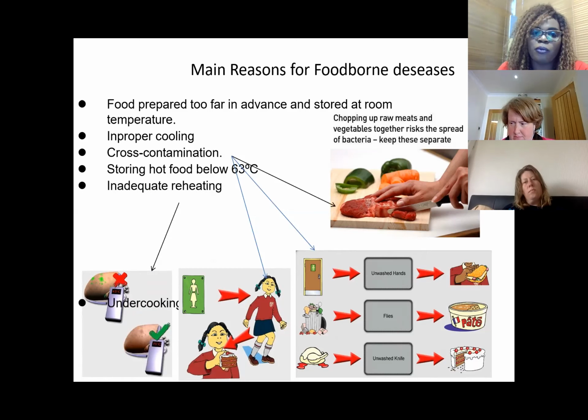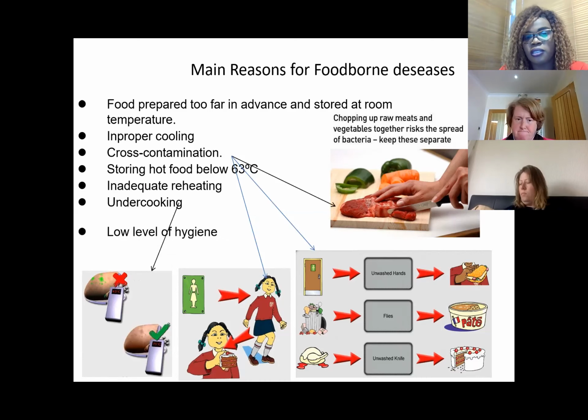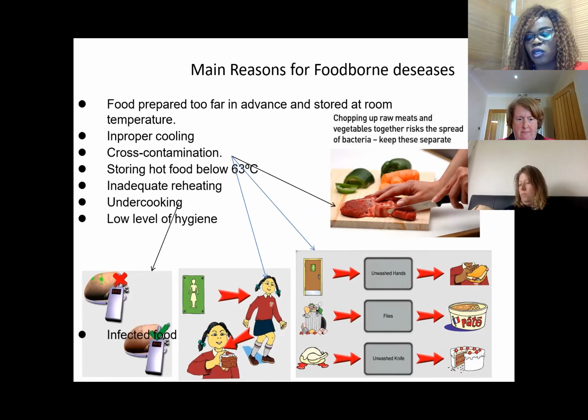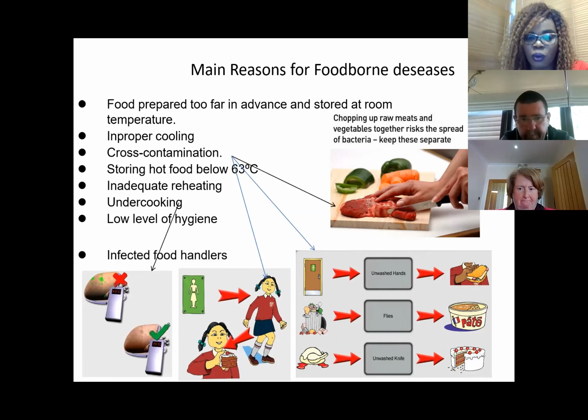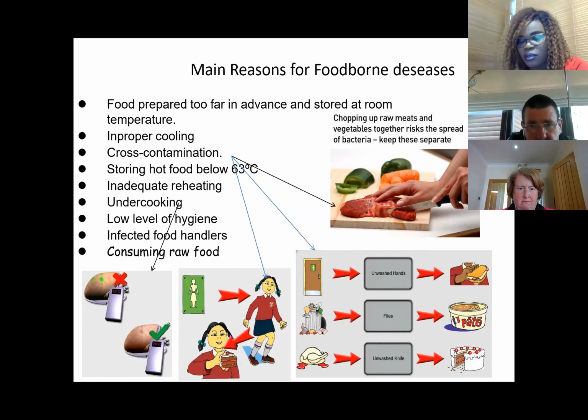The other thing is improper cooling, cross-contamination, storing hot food below 63 degrees centigrade, because that is the recommended hot holding temperature. So if it's below, that could be a problem. They can start multiplying, especially the spore formers. Inadequate reheating of food, undercooking, low levels of hygiene, infected food handler, and consuming raw food. I mean, some raw food needs to be cooked. So these are some of the main reasons for foodborne diseases.